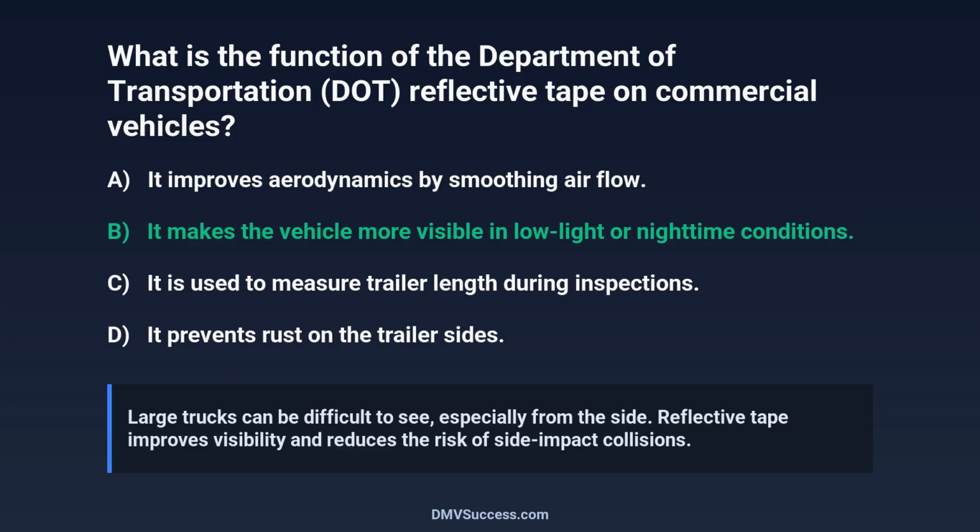The correct answer is B. It makes the vehicle more visible in low light or nighttime conditions. Large trucks can be difficult to see, especially from the side. Reflective tape improves visibility and reduces the risk of side impact collisions.